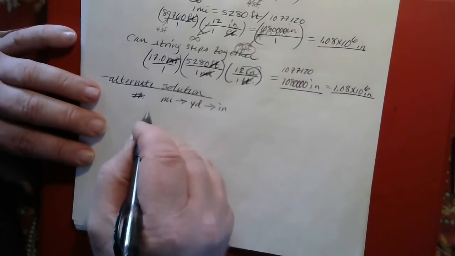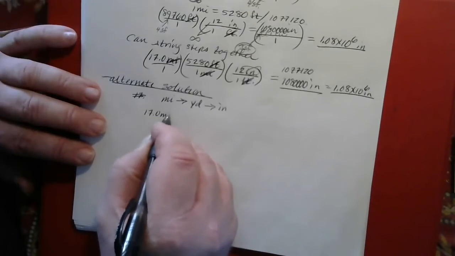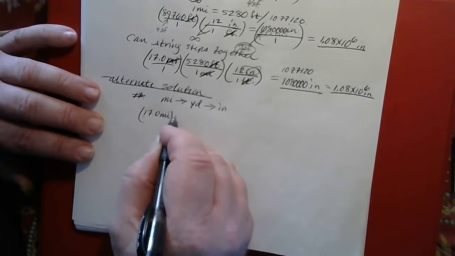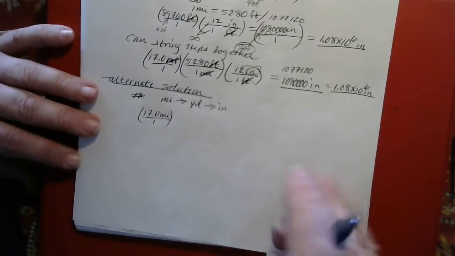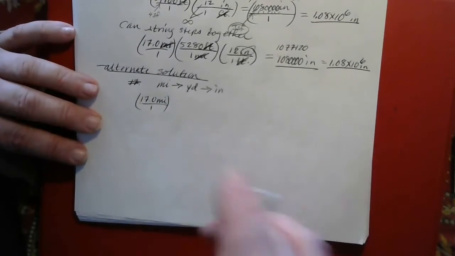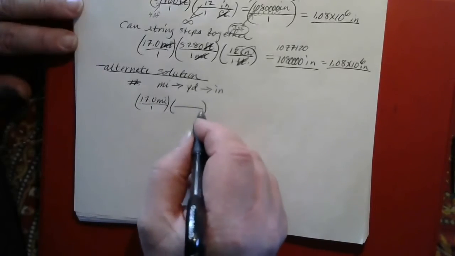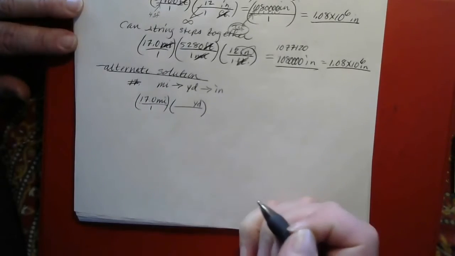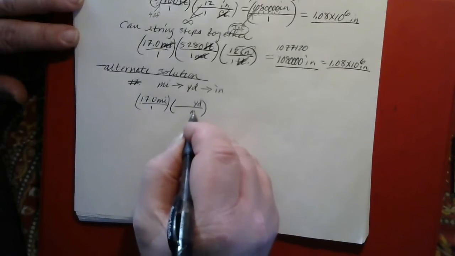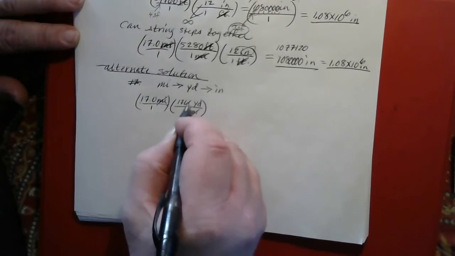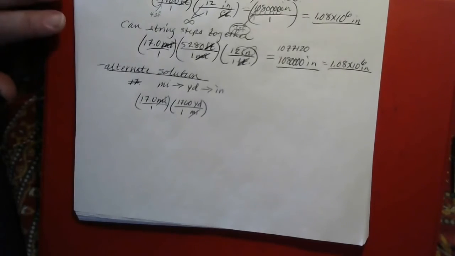That's not very difficult. 36 inches in a yard. And as it turns out, there are 1,760 yards in a mile. So sure, why not try that? Okay, 17 miles. And we're going to consider that to be divided by 1. And if we want to convert to yards, we're going to need yards on top of the conversion factor and miles on the bottom, and it's 1,760 yards for every 1 mile.